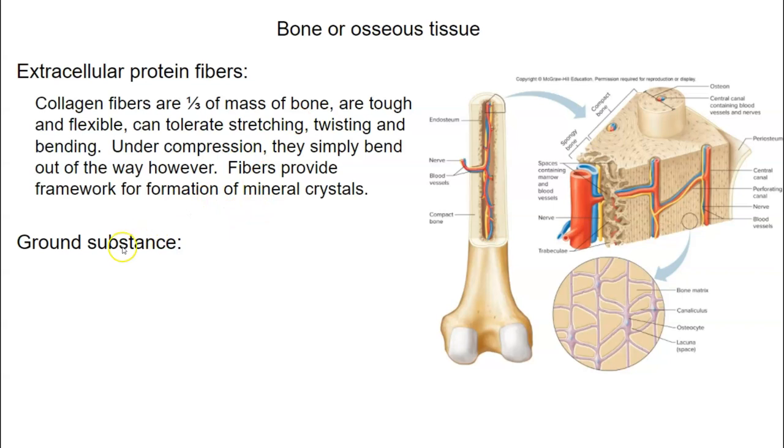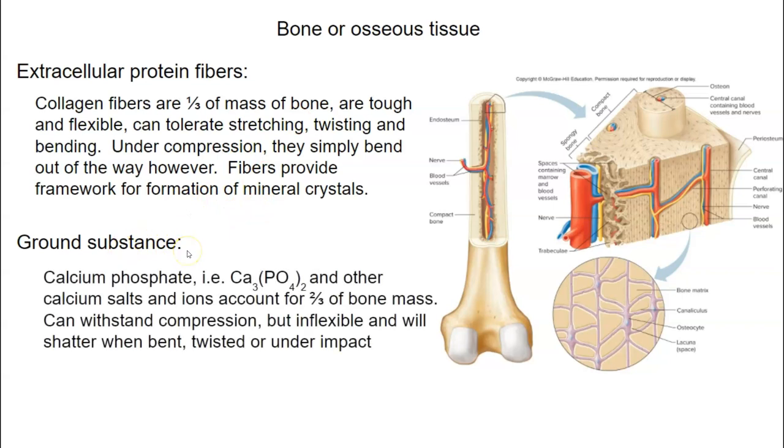Mineral crystallization leads us to the ground substance. It's what the ground substance is. It's minerals like calcium phosphate and hydroxyapatite and calcium carbonate and magnesium ions and fluoride ions. So that inorganic material, those mineral crystals, account for 2/3 of bone mass.